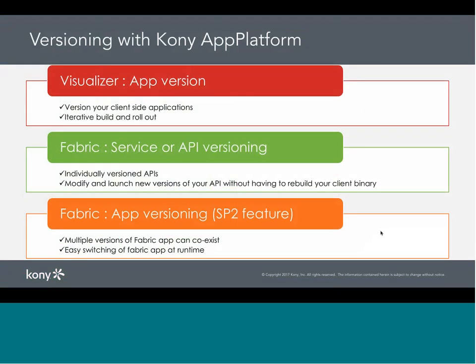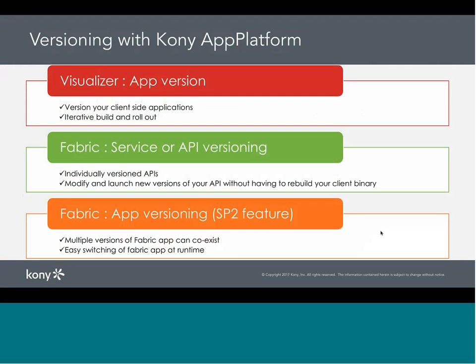So we have had versioning with the Kony app platform at multiple levels for a long time. We've always had Visualizer app versions, where you version your client-side applications and give a beta build or rollout for them. We also introduced service or API versioning a couple of releases ago, where you can version specific APIs so that you can have a 1.0 version of the API and a 2.0 version of the API and use them in different apps, and you can modify and launch new versions of the API without having to rebuild the client binary. So these features were there even before Service Pack 2.